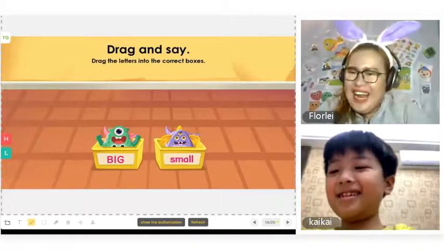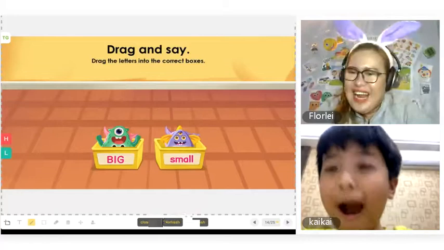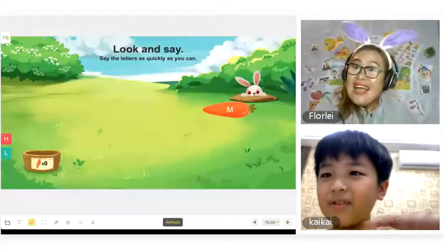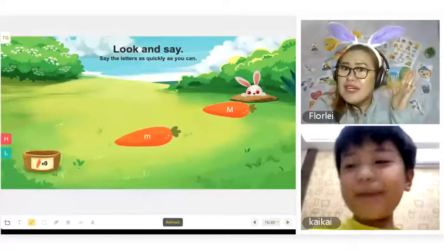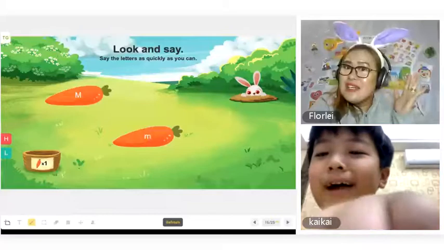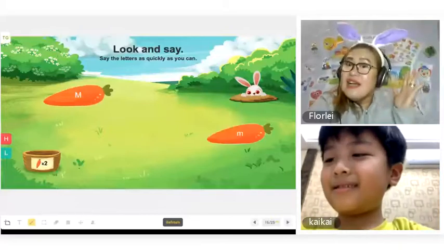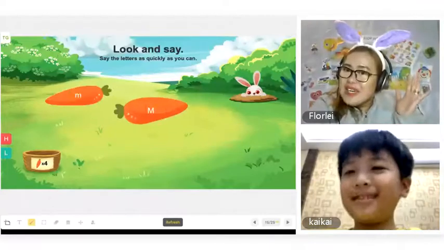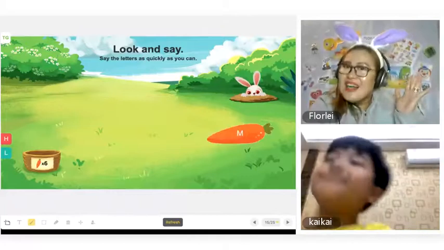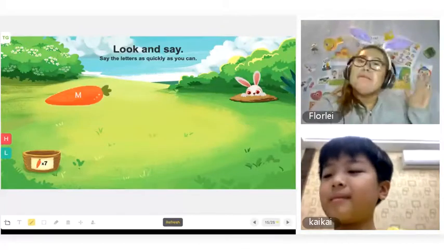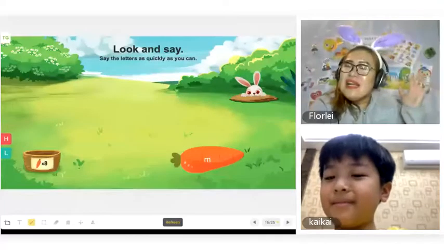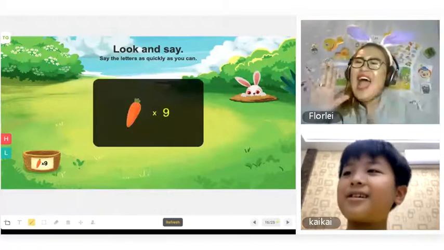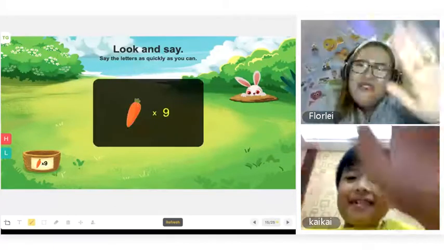All right, now let's go to page 15. Go. Okay. Wow. Start. 3, 2, 1, go. What's that? Big M. Small M. Big M. What's this? Small M. Big M. Small M. Big M. Small M. A small M. Great job. We got 9 points. High ten. Very good, Kai.